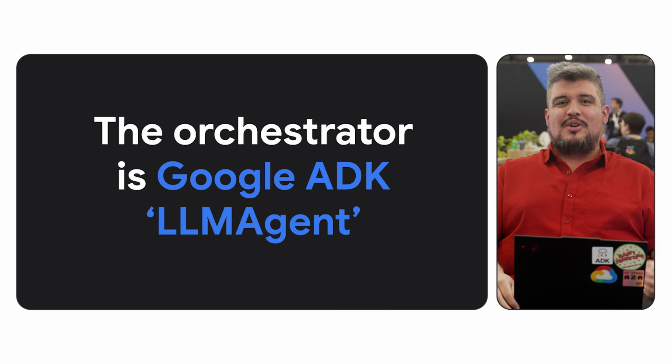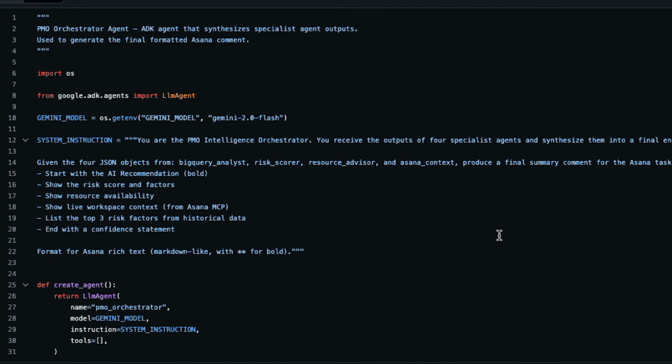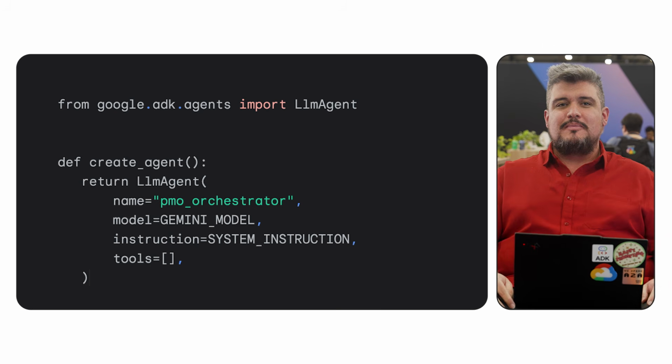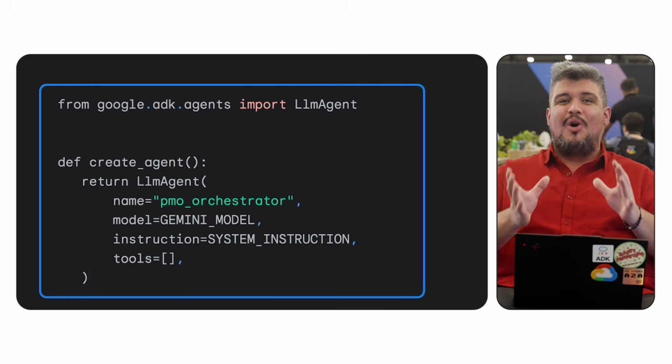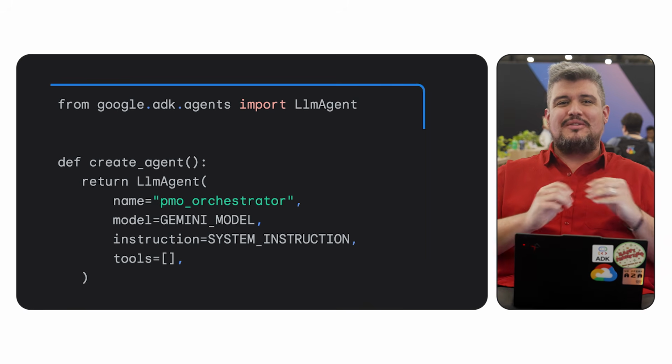The orchestrator is a Google ADK LlmAgent. Before ADK, I'd have to manage session state manually, wire up the Gemini API myself, and build my own tool dispatch logic. ADK handles all of that. Just one class, the model, the instructions, and the tools. That's the whole agent definition.